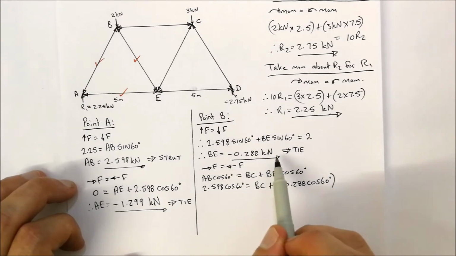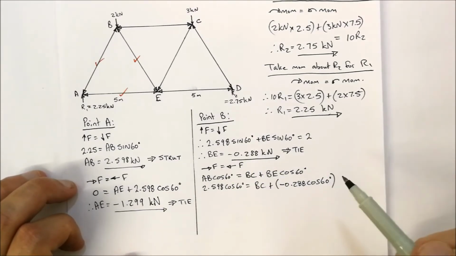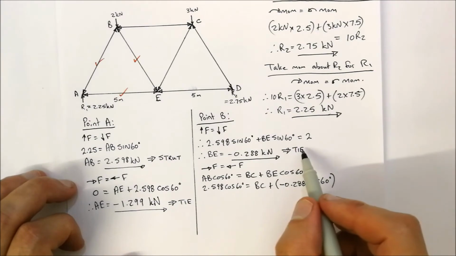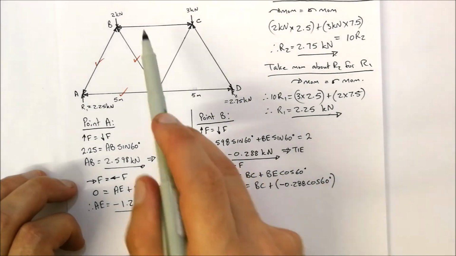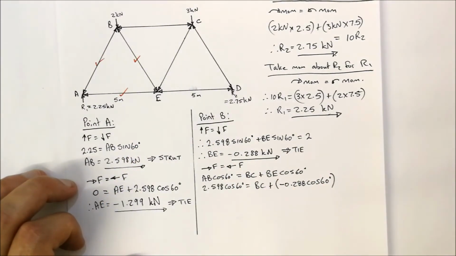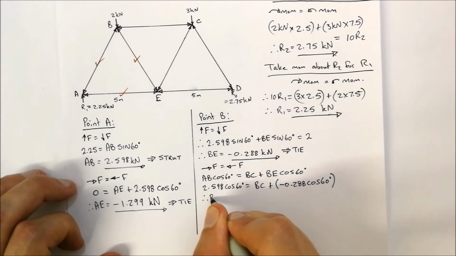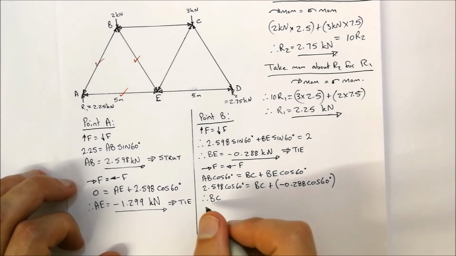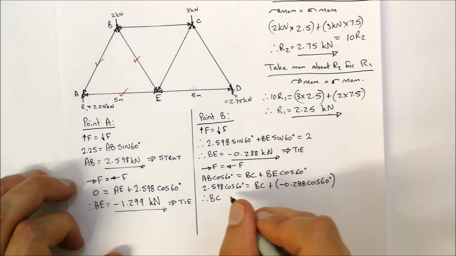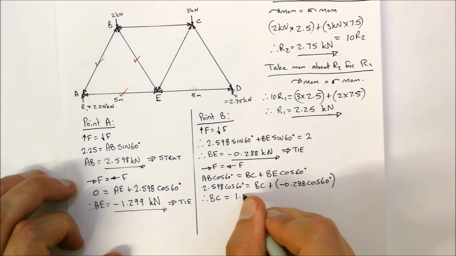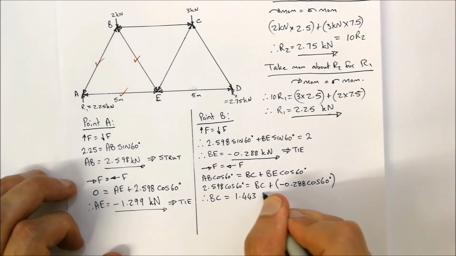If we're going to be using these values in other calculations, even though we know it's a tie, we could make it positive and then make the arrows come towards each other. It just makes things complicated and there's a chance of making errors. So rather keep it as it is and then use those values in the calculations. Now we make BC the subject of the formula. So therefore, BC is equal to 1.443 kilonewtons.